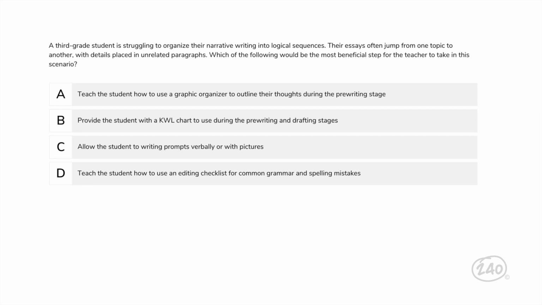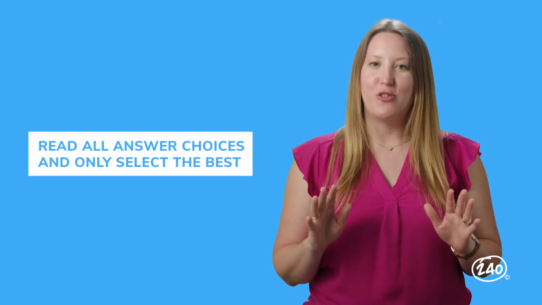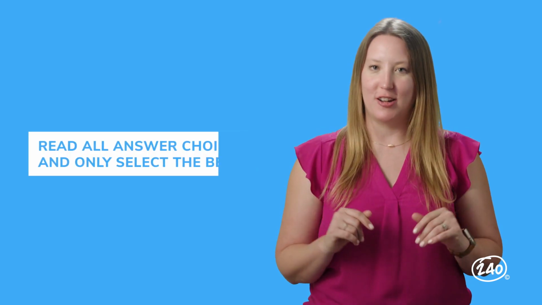Think about it. A third grade student should be able to convey their thoughts in a written format. Choice A allows for connection to the real world, is engaging, and is developmentally appropriate. Therefore, A is the correct answer. Now, a key tip here is that you'll often see more than one okay answer, but you're tasked with finding the best answer. So don't stop reading once you found a choice that could work.